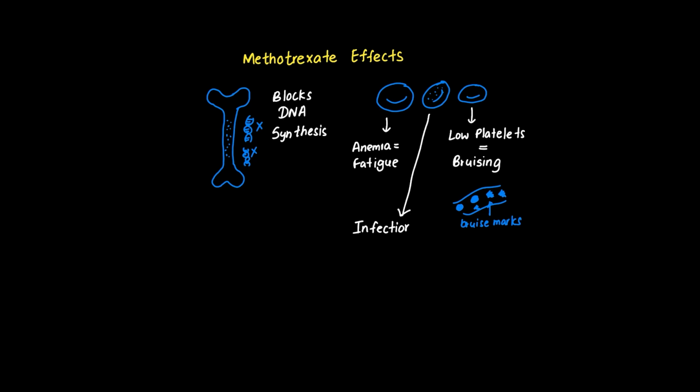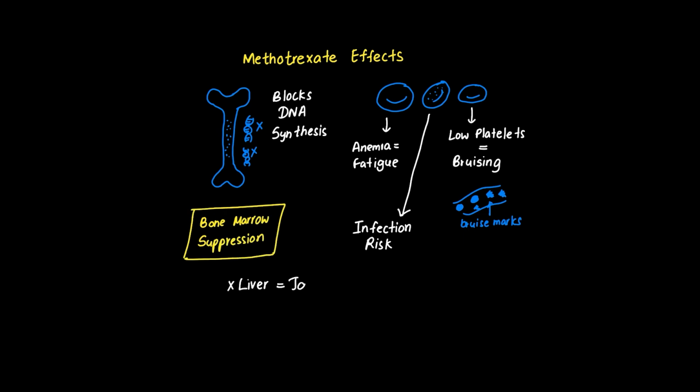White blood cell production decreases too, increasing infection risk. While methotrexate can cause liver toxicity with jaundice, the combination of fatigue and bruising specifically points to bone marrow suppression. Kidney dysfunction would cause edema, not bruising.